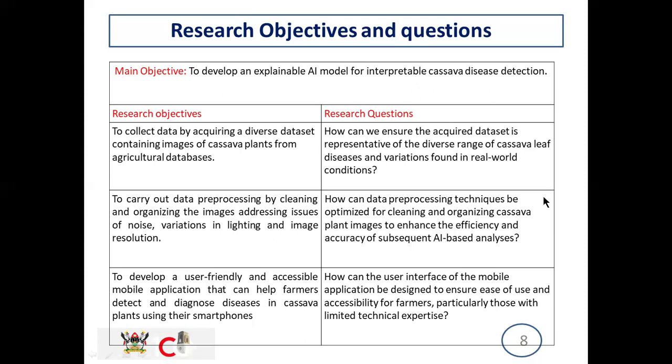Another objective is to clean and organize cassava plant images to prepare them for AI analysis. The question is how to optimize image cleaning and organization to improve AI analysis efficiency. This is basically to help remove noise, standardize lighting, and adjust image resolution. And then we have to collect diverse cassava plant images from agriculture databases.